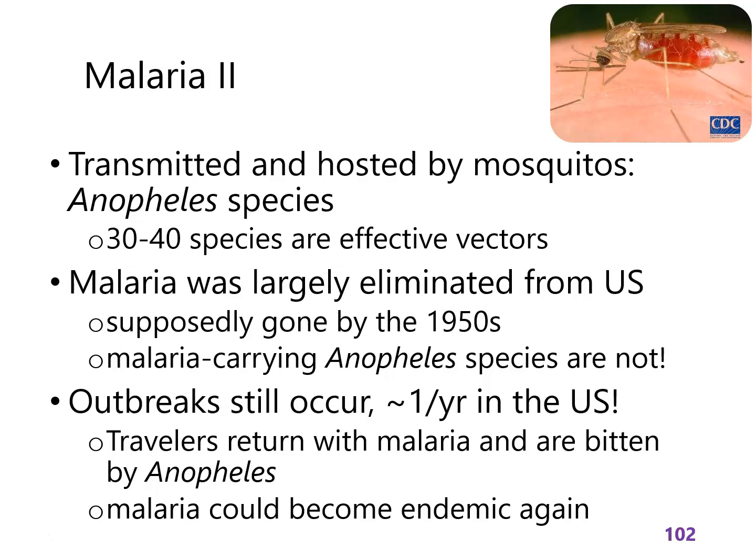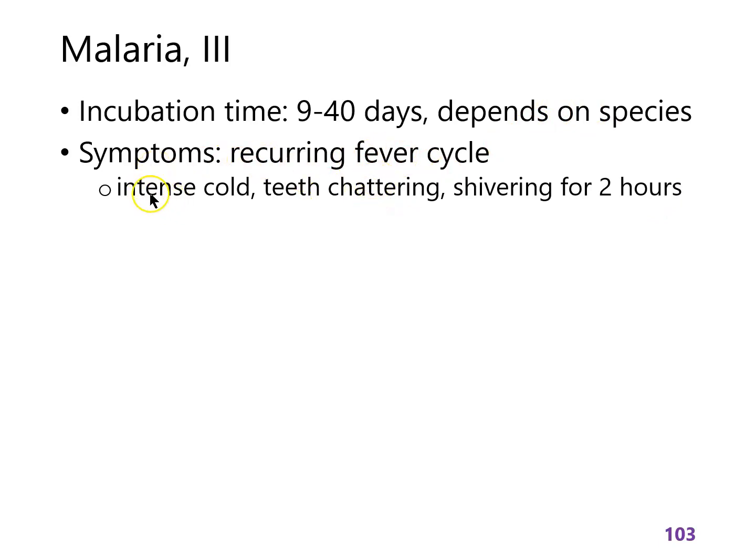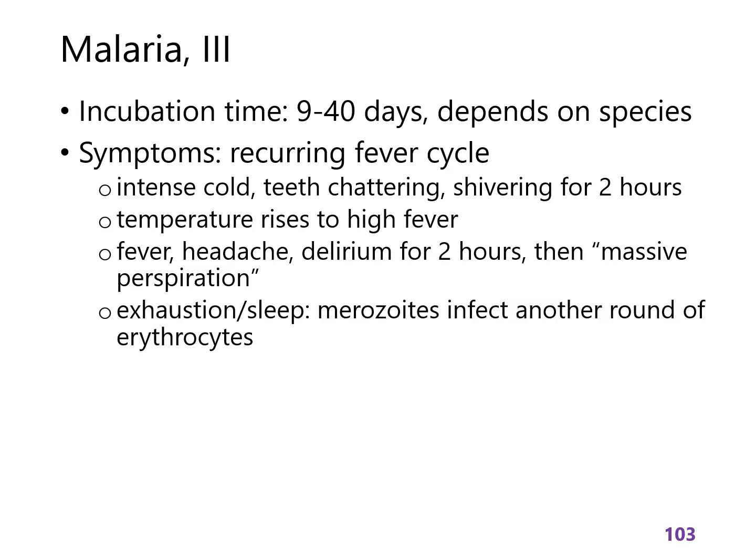So a mosquito will bite a person, and they'll go through an incubation period, and then they'll have a recurring fever cycle where they'll go back and forth between this state, which is intense cold, chattering teeth, and the shiver, and a high fever, back and forth between those two. And then they'll break that fever, go through massive perspiration, and then they will pass out. And you'll understand this statement in a few minutes.